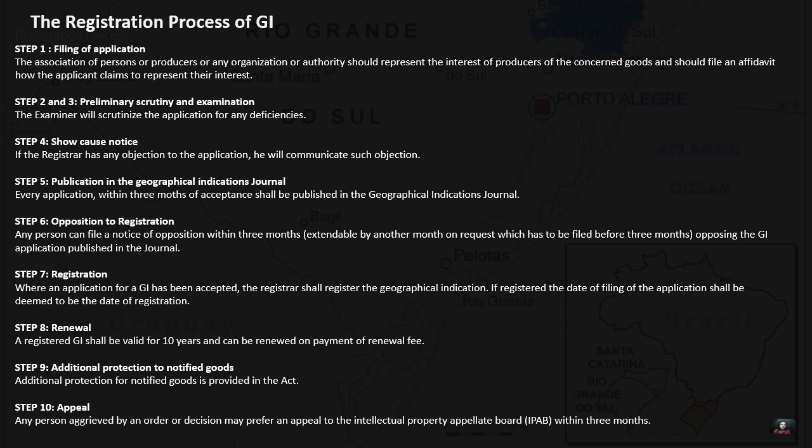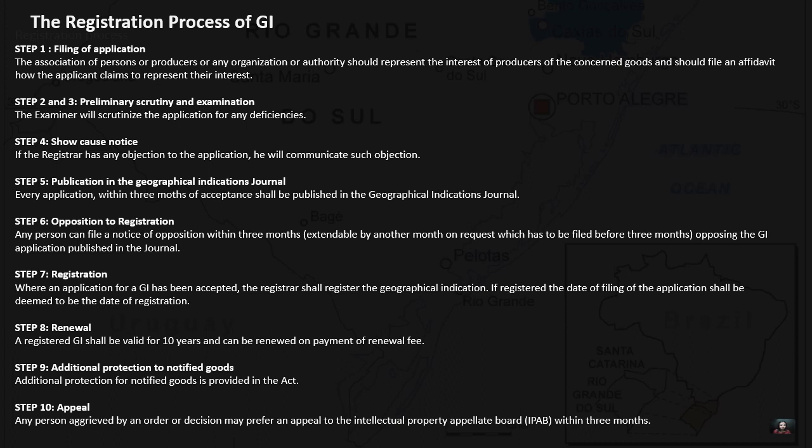Preliminary scrutiny and examination. The examiner will scrutinize the application for any deficiencies. Step 4 is the show cause notice. If the registrar has any objection to the application, he will communicate such objection. Step 5 is the publication in the Geographical Indications Journal. Every application within 3 months of acceptance shall be published in the Geographical Indications Journal.